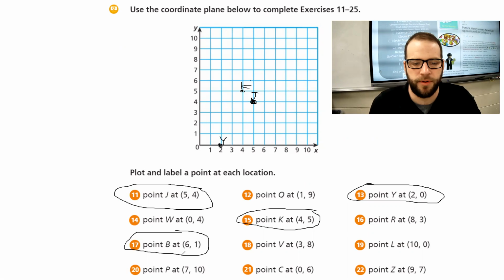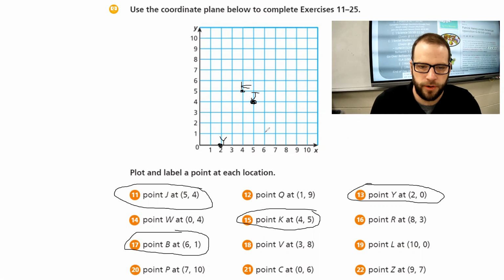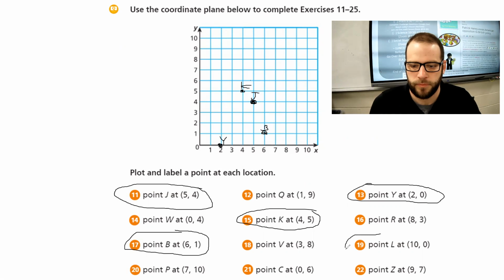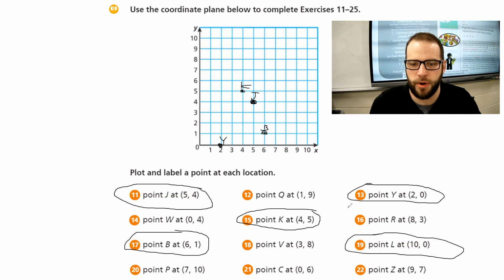B, I didn't do B yet, right? 6 over, 1 up. B, 10 over, 0 up.